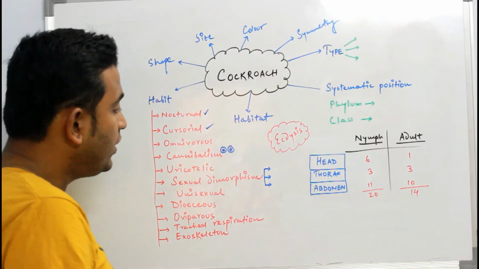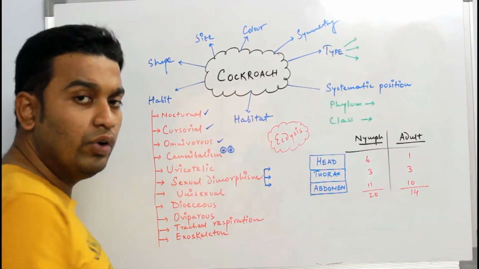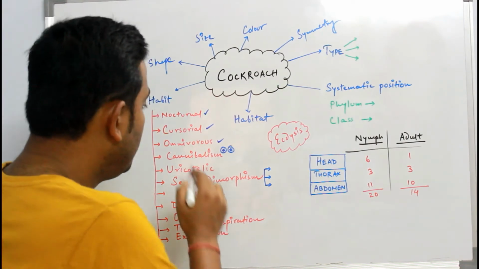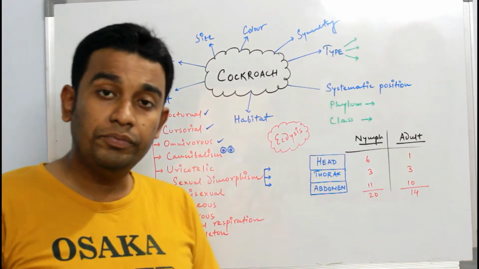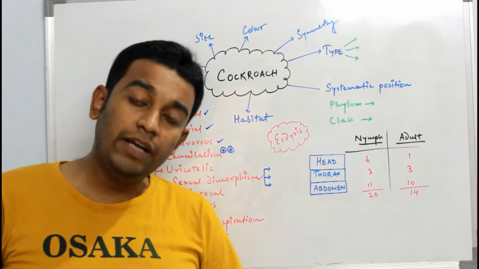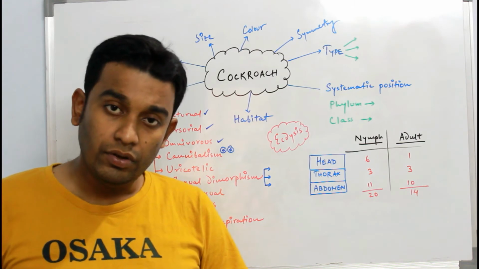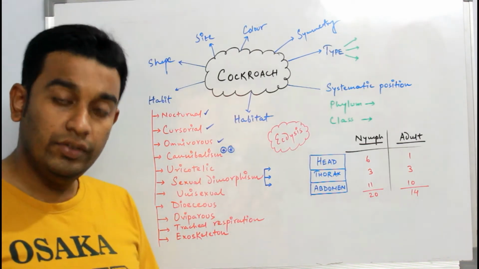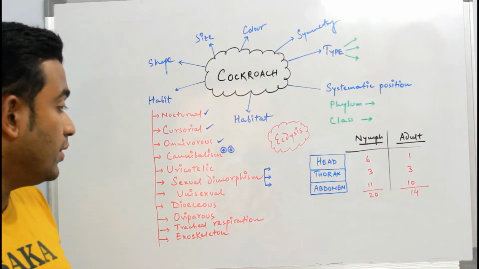Then we have got the point as omnivorous. Of course, we don't need any introduction for omnivorous, so we will not talk about it. You know it better. Cannibalism. They are cannibals. Means what? These cockroaches can eat up the dead bodies of their fellow members. And this is what you call cockroach as a cannibal. So it's one of the important points to be remembered.